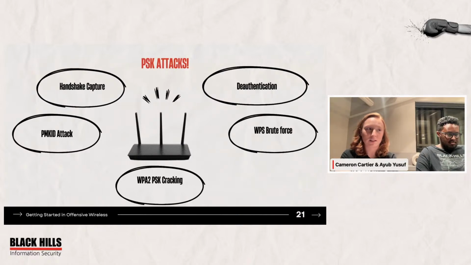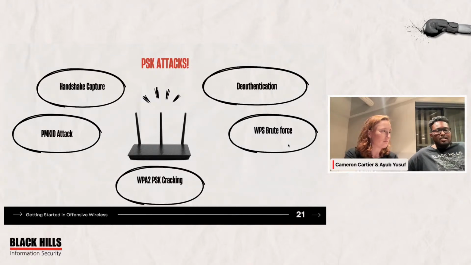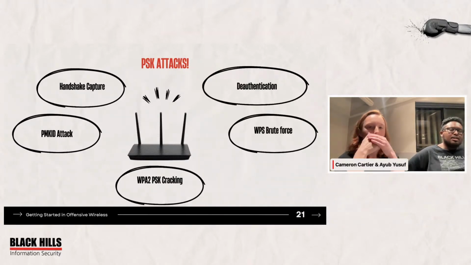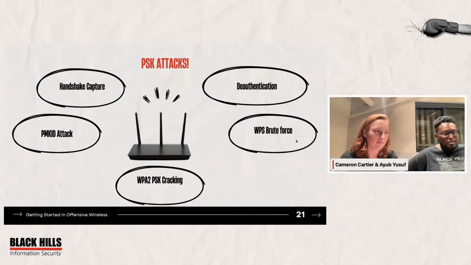All right, if you're still here, we have some attacks to talk about. We'll be covering a bunch of attacks. First, a basic handshake capture. We're going to show you what a deauth attack looks like. PMKID attacks, we'll talk about those. We're going to show you some WPS, Wi-Fi Protected Setup, brute forcing attacks. And then finally, we'll do some WPA2 cracking, like the classic wireless attacks that you see all over the place.